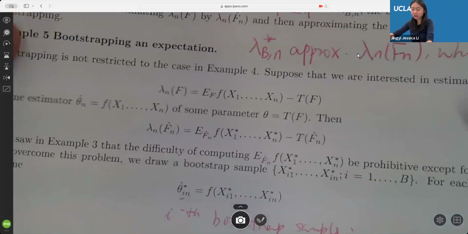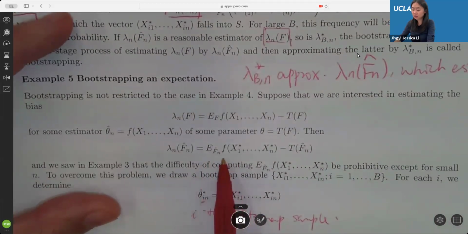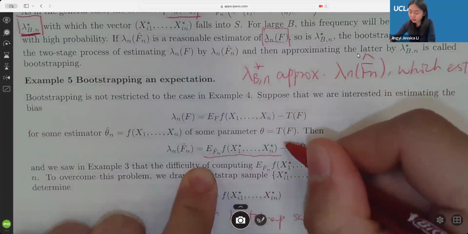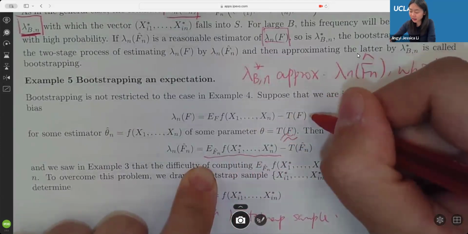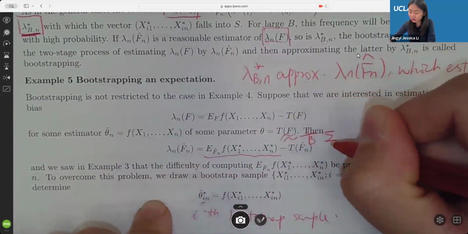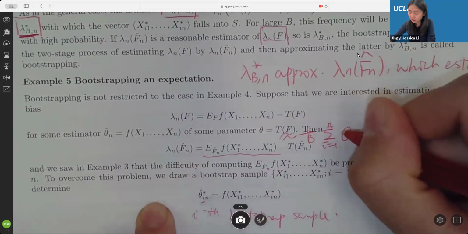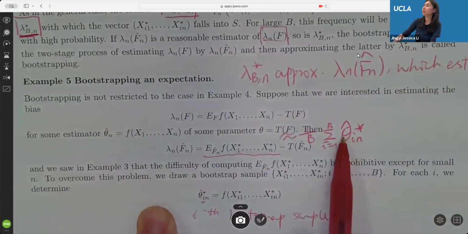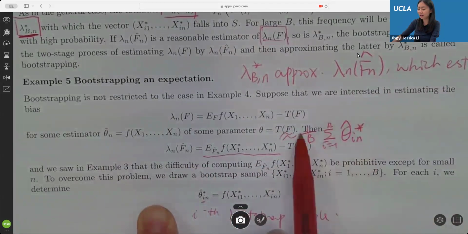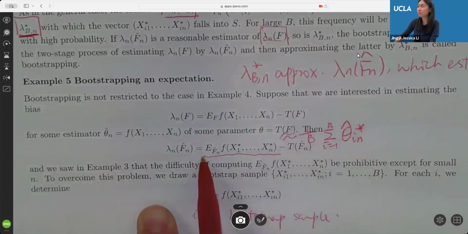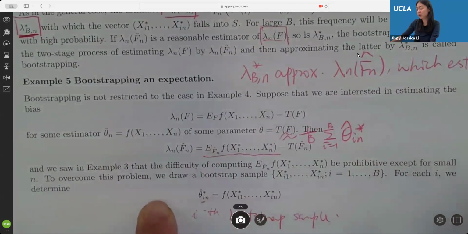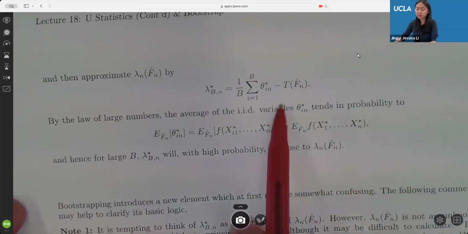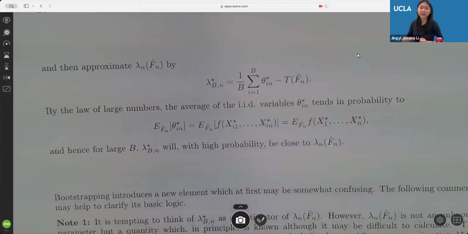So instead of calculating this expectation, which is under Fn hat and difficult to compute, we approximate it by the average, 1 over capital B, sum over I from 1 to B, of theta hat I n star. That's what we're doing. We compute the statistic on each bootstrap sample and calculate the average, using this average to approximate the expectation under Fn hat, because the exact expectation would need enumeration, right? That's the bootstrap version for the bias.